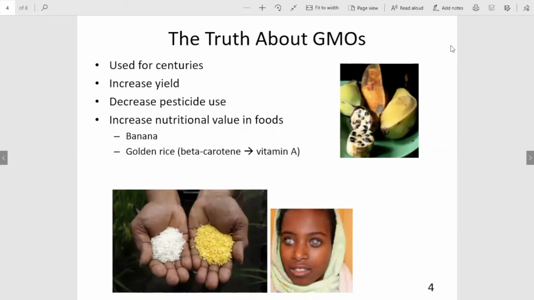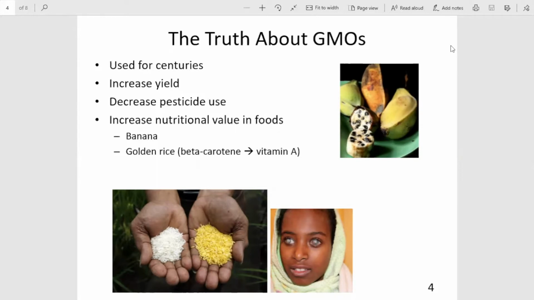GMOs, or genetically modified organisms, have been around for centuries. Humans have selectively bred organisms, including crops and domesticated animals, and anytime humans selectively bred or crossed different crops, that was a form of genetic modification. The difference is that now we have the technologies and the capabilities to modify the genetics of an organism more precisely in the lab.